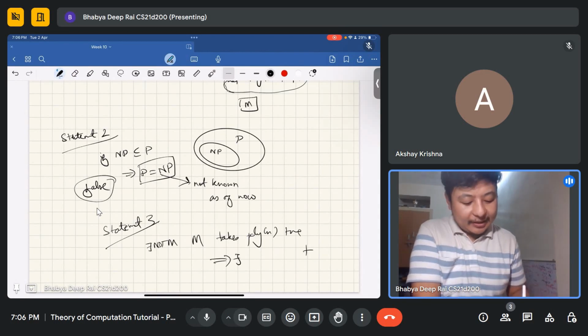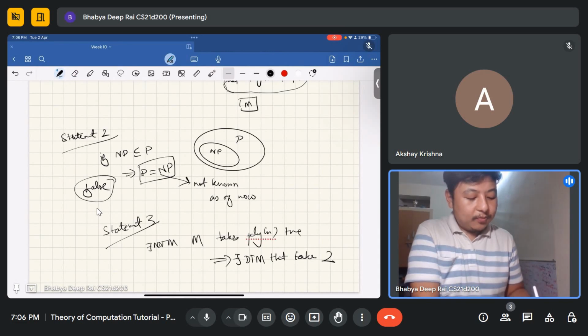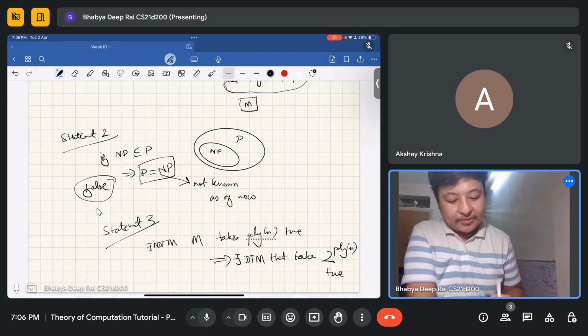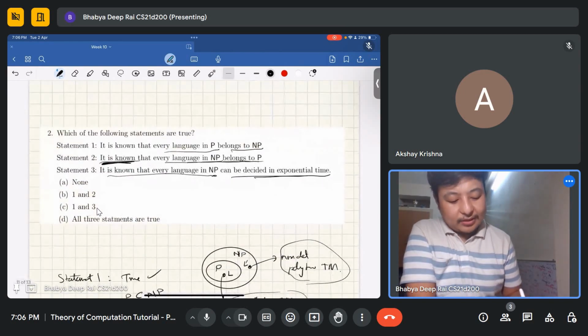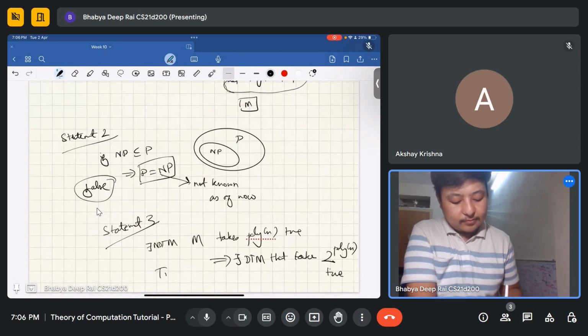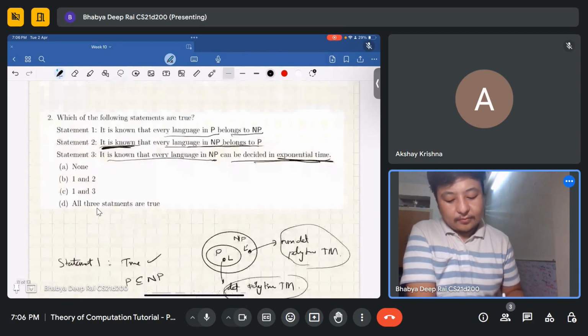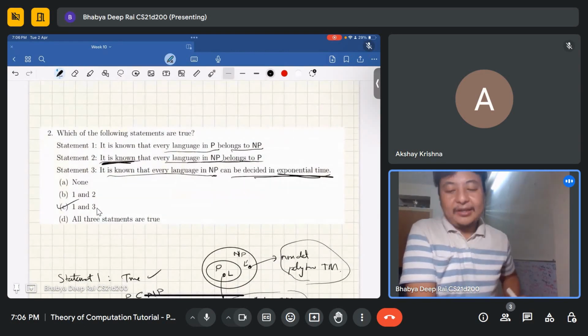Okay, and then there exists a deterministic Turing machine that takes 2 to the polynomial time, which is exponential. So this is true. Statement 3 is true. So 1 and 3 is the answer.